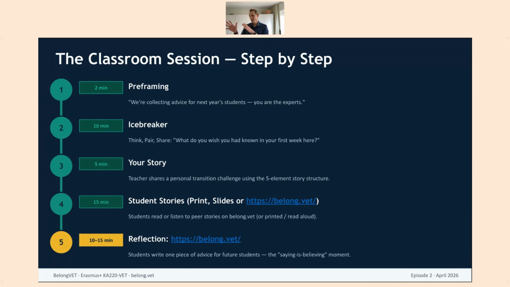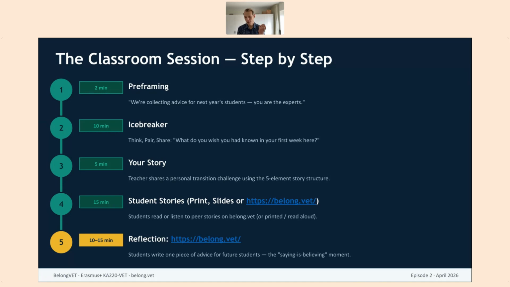So the first part is 1, 2, 3 here. You set up your pre-frame. The second part is you just put the students through the stories. So every student reads over a couple of stories, usually around 4 or 5 different stories. I'll show them in a second. And then you'll ask them to do the actual reflection.